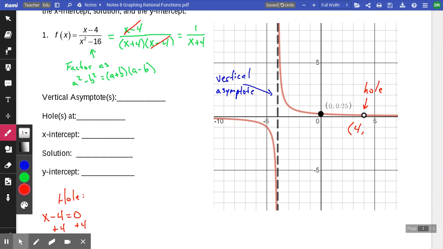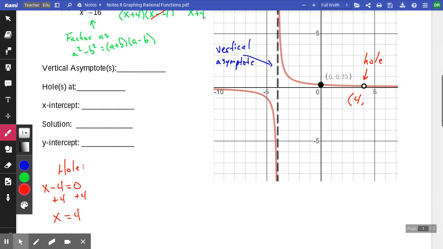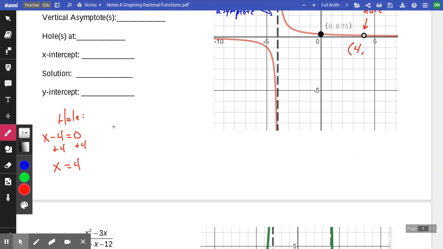Well, we want to find it, but you can't put it back in our original equation because that's going to make the denominator be 0. But now that we've canceled it, we can plug it back into this reduced equation, 1 over x plus 4, no problem. And so we have f of x equals 1 over x plus 4. We could write that as y equals 1 over x plus 4, and replace the x value with that 4 that we just found.